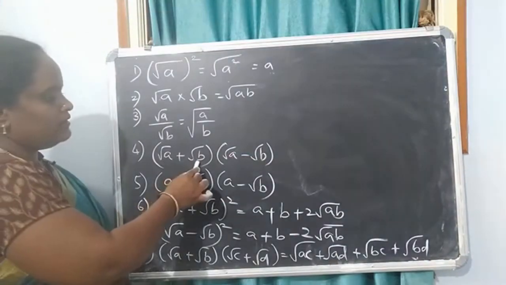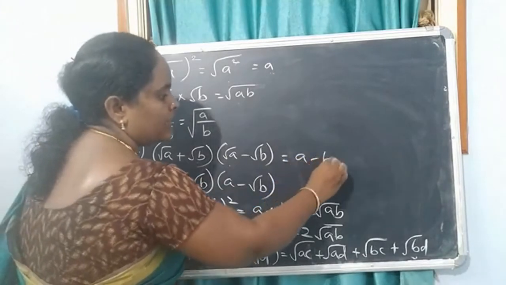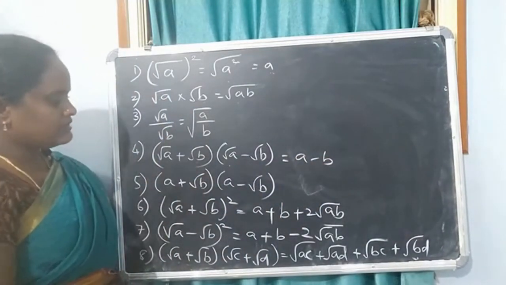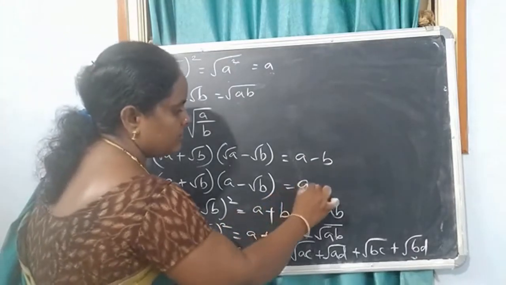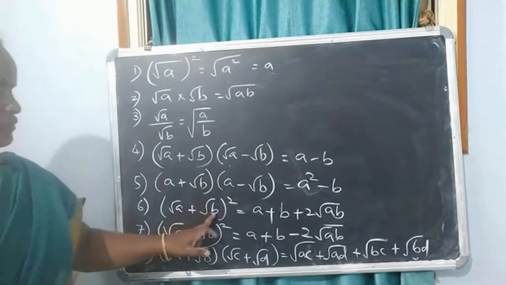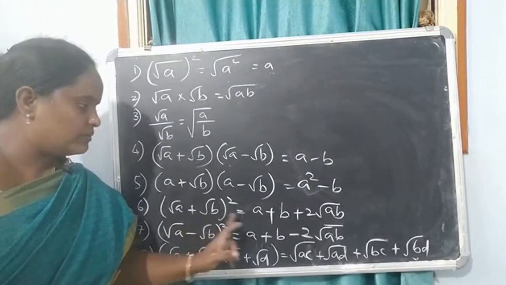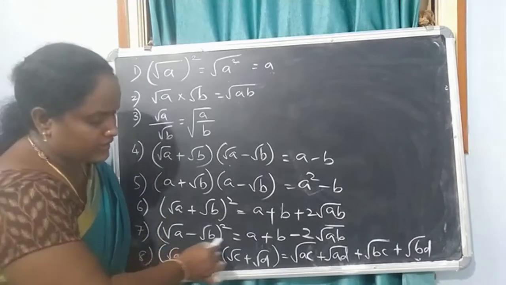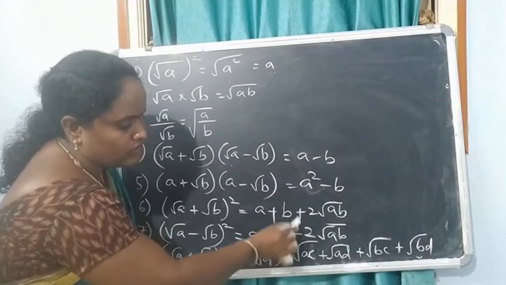Now root a plus root b into root a minus root b is equal to a minus b. That is a square minus b square. The square roots and squares get cancelled: a minus b. Root a plus root b whole square is, if you multiply root a plus root b into root a plus root b, a plus b plus 2 root a b. Root a minus root b whole square is a plus b minus 2 root a b. Just plus and minus, only these signs are different.